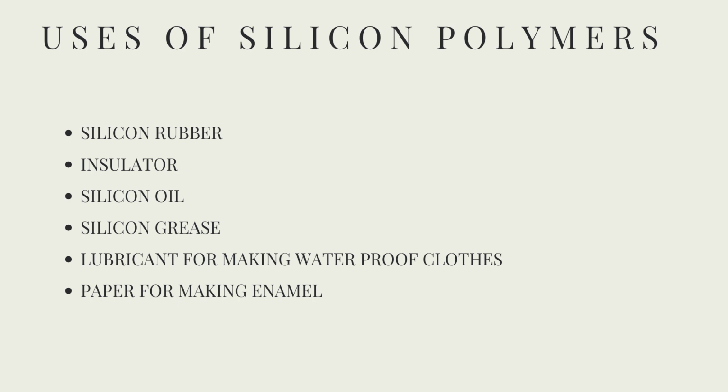Silicone grease: the polymers help the grease adhere to surfaces, reducing friction and preventing moisture or contaminants from entering. It is also used as a lubricant and for making waterproof clothes. And lastly, silicon polymers are also used in paper for making enamel. At the end, we got to know that polymers have a wide range of applications and uses in various fields.